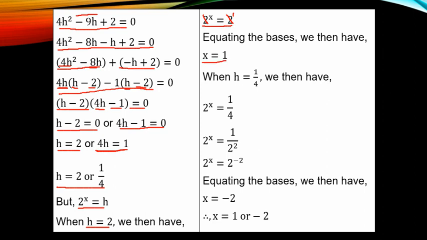Then when h is equal to 1 over 4, you equate 2 power s equal to 1 over 4. You have to express 4 as 2 square, and when you take 2 square up, the power becomes negative for us to equate the two bases, and you have s equal to minus 2. Therefore, s is equal to 1 or minus 2. So this is how we solve this type of exponential equations.